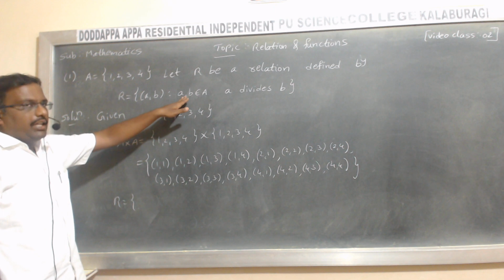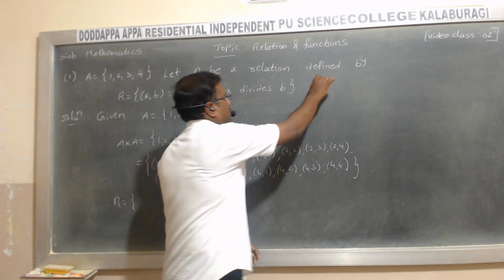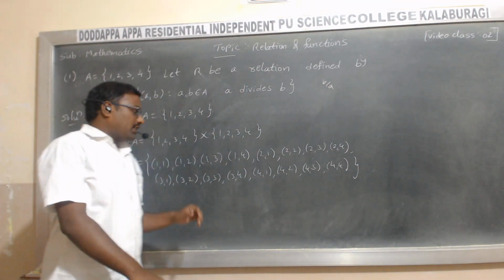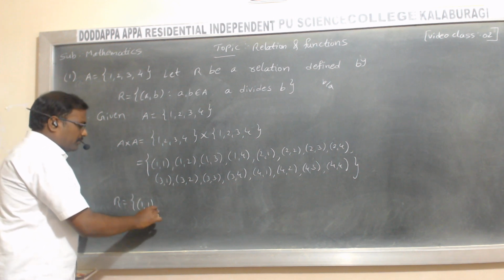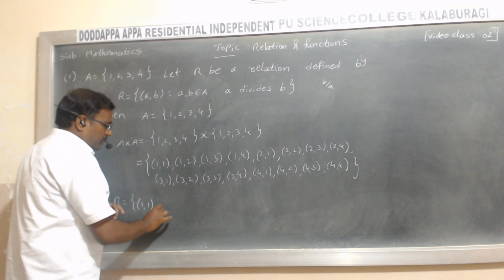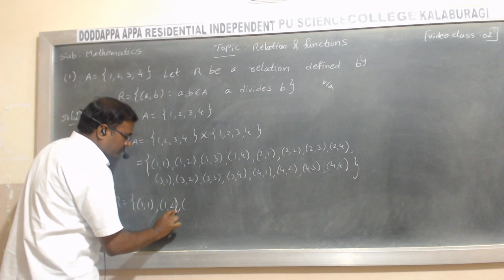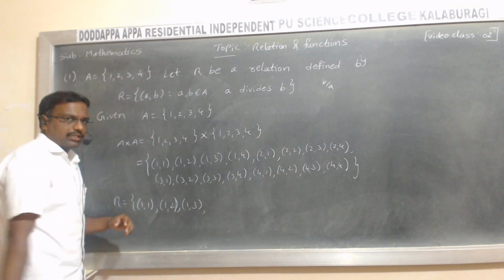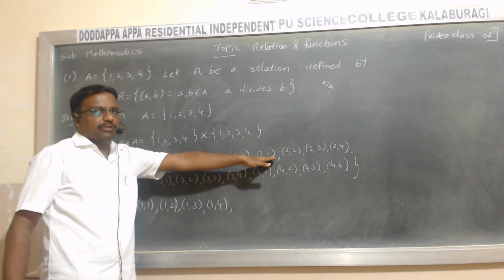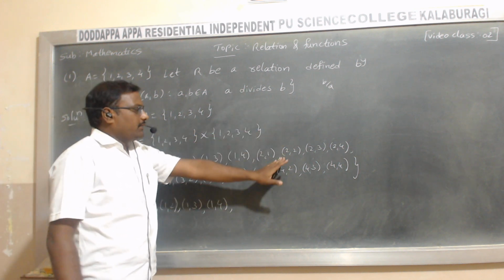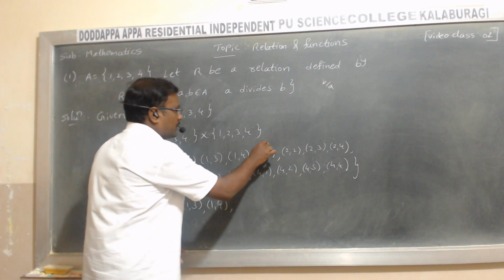(a, b) such that a, b belongs to A, a divides b. That is, a divides b means b by a. So that type of value you can take here. Say (1,1), it is divisible, 1 by 1 is 1 only. (1,2) that is 2 by 1. (1,3) that is 3 by 1. (1,4) that is 4 by 1. But here (2,1) is there. If you take a divides b, it will be 1 by 2, which would be a decimal answer. So that's why don't take this value.